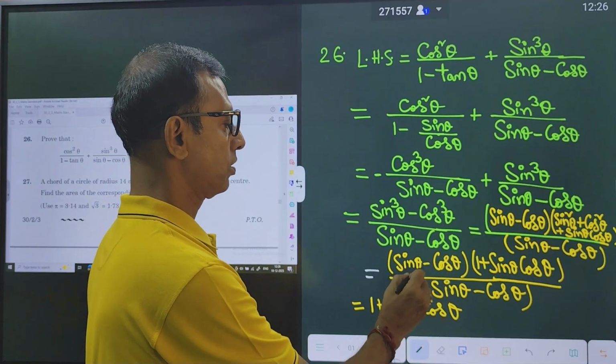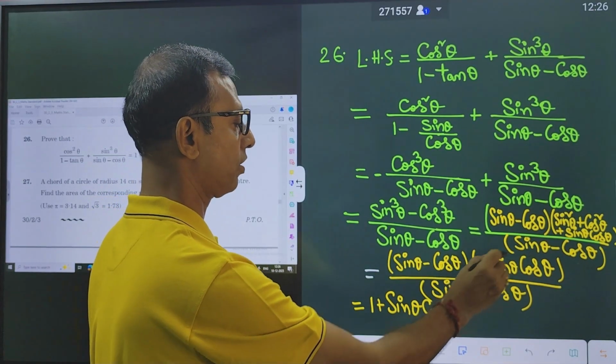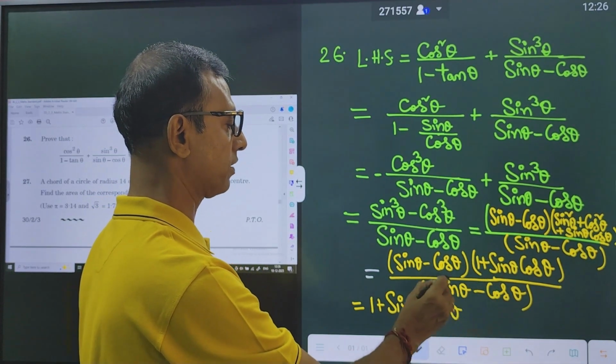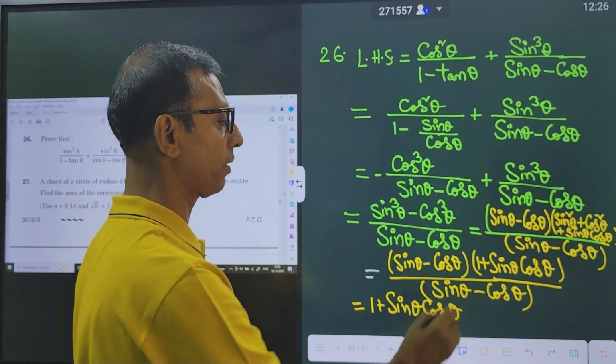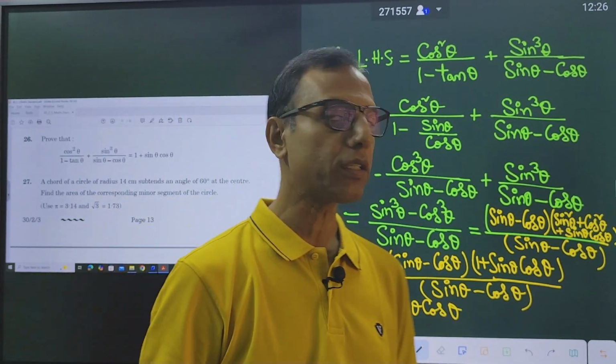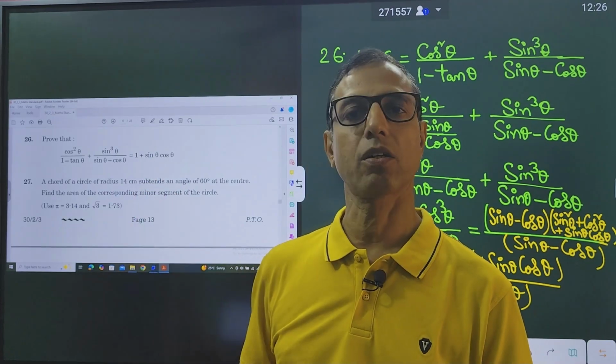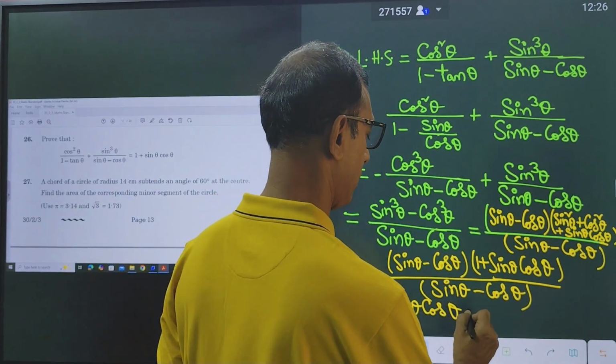So sin theta minus cos theta into 1 plus sin theta cos theta by sin theta minus cos theta. You cancel sin theta minus cos theta. So it is 1 plus sin theta cos theta. And that is what your right hand side is, 1 plus sin theta cos theta. So right hand side it is proven.